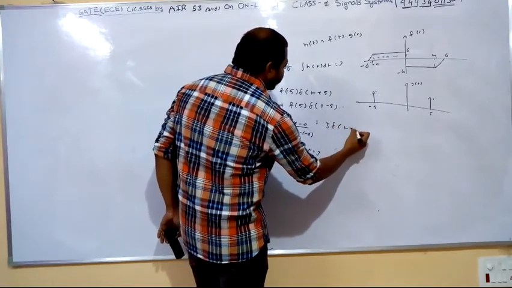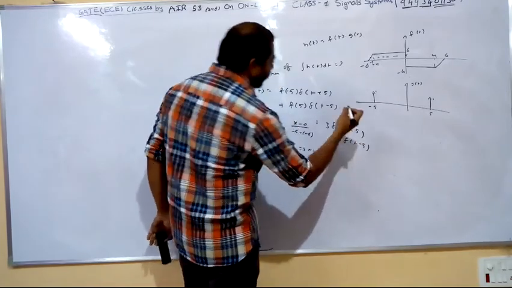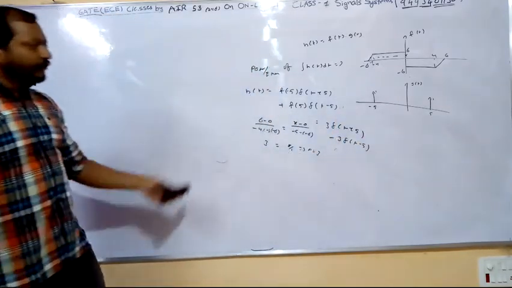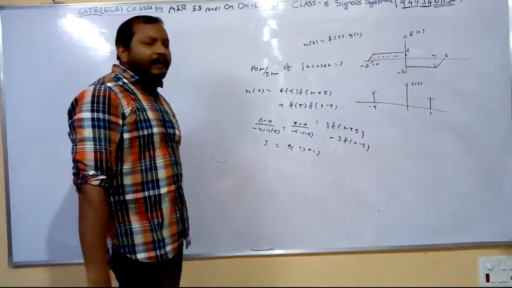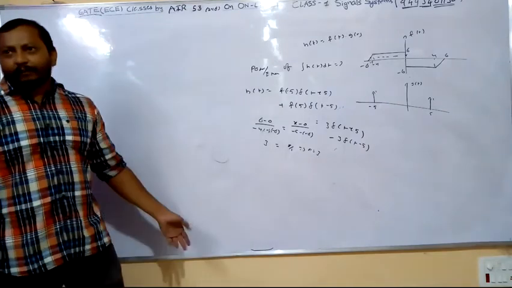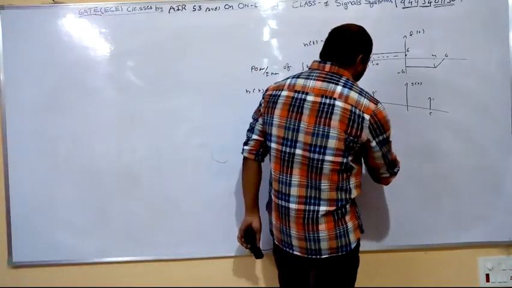So upon multiplication this can be represented as 3 into del of t plus 5 minus 3 into del of t minus 5. Nothing but simple signal manipulation. They have just given a question. Everything you know: how to calculate the multiplication, how to do the integration, how to calculate the power, everything you know.